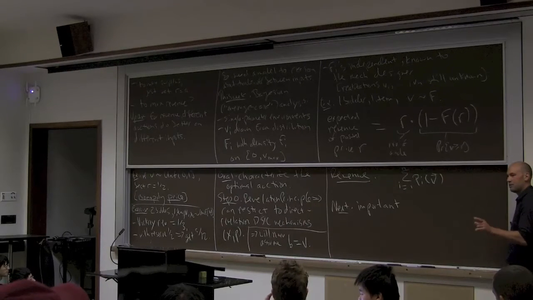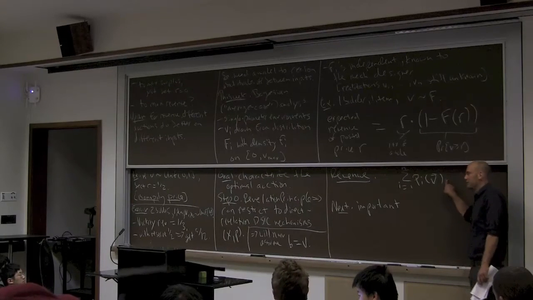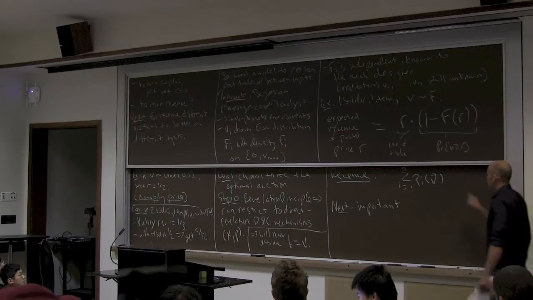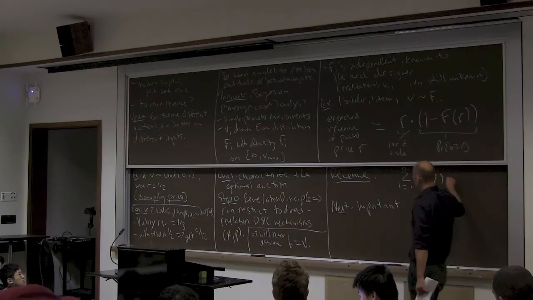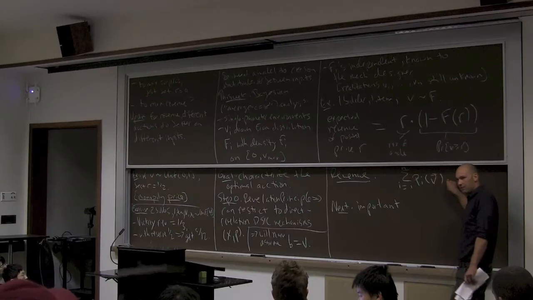Okay, but so you should be kind of doing a double take. It's like, wait a minute, I just gave you a formula for the revenue, okay? You're right, but it turns out this formula for revenue, it's very hard to figure out what auctions make this as large as possible, okay?